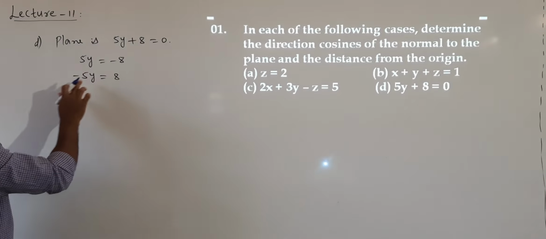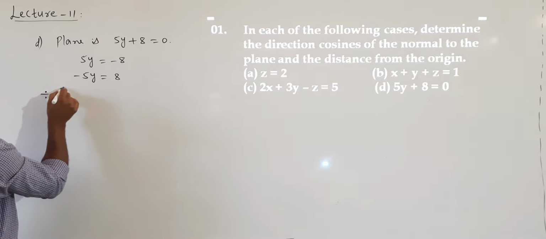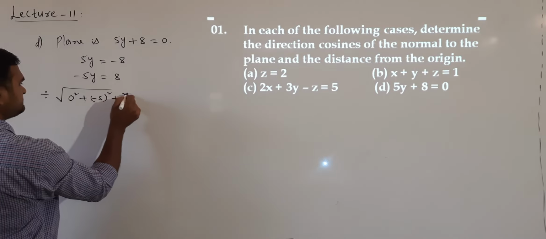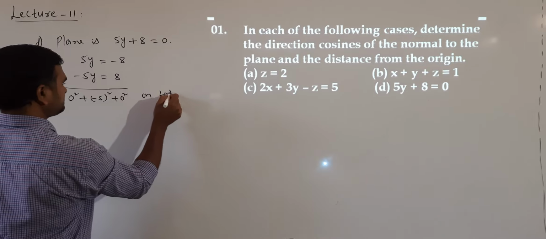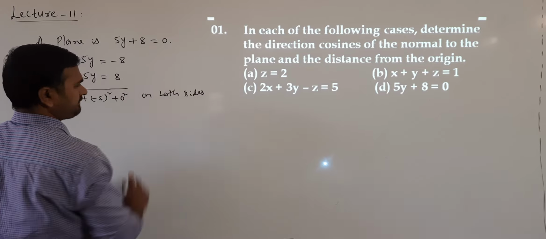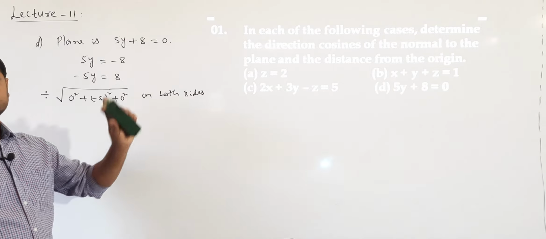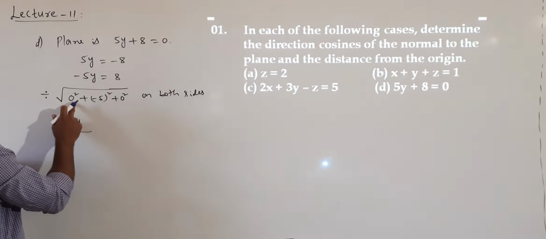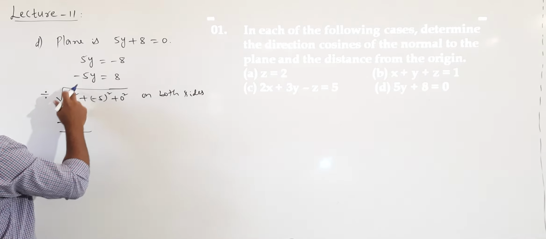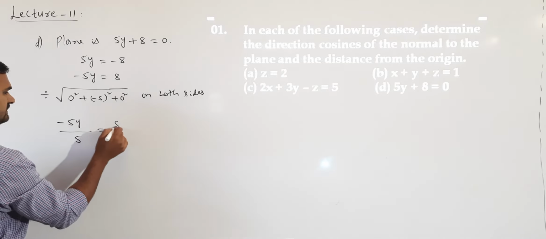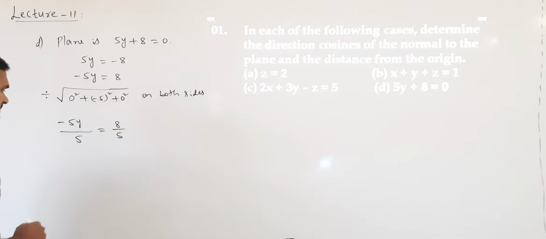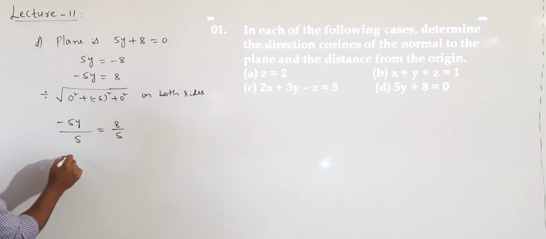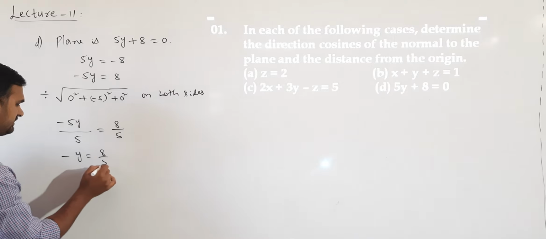Now to convert this into DCs, you have to divide by root of 0 square plus minus 5 whole square plus 0 square on both sides. Here x coefficient and z coefficients are zeros. So what you are dividing? Minus 5y divided by root of 0 plus 25 plus 0. Root of 25 is 5, is equal to 8 by 5. So 5 cancelled, minus y is equal to 8 by 5.